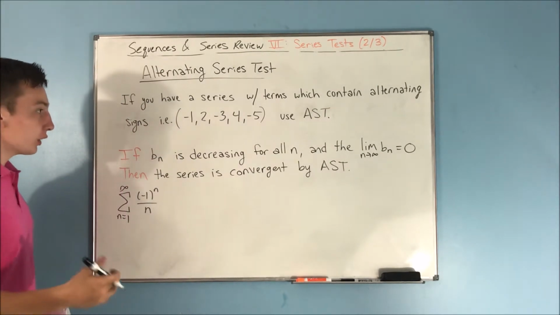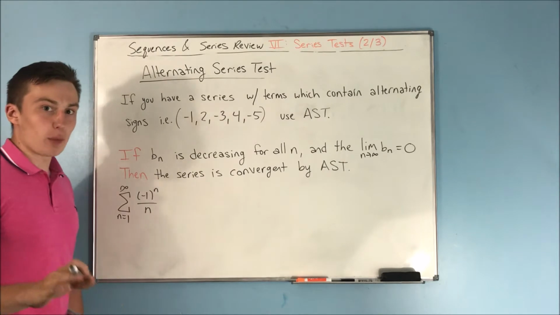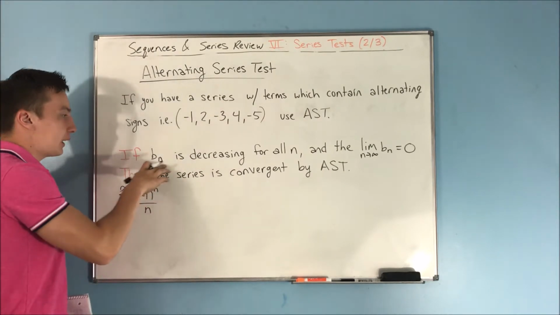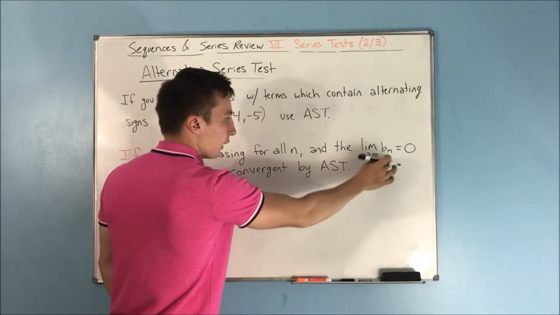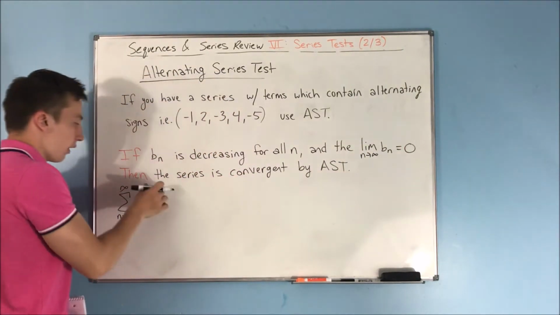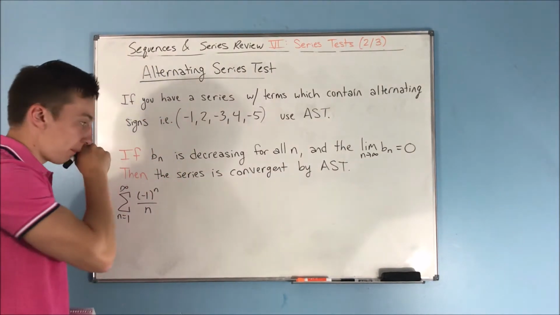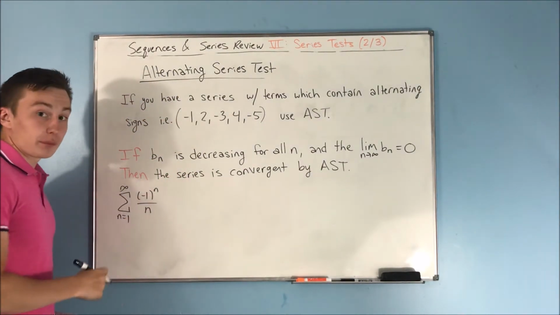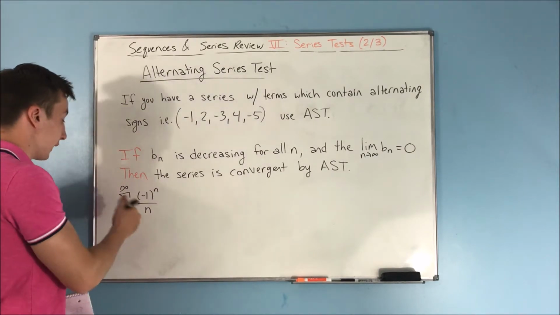So I have this little if-then statement. If b sub n, and we'll figure out what b sub n is in a second, is decreasing for all n, and the limit as n approaches infinity of b sub n equals 0, then the series is convergent by the alternating series test. So your a sub n is still your -1 to the n over n for this example here.